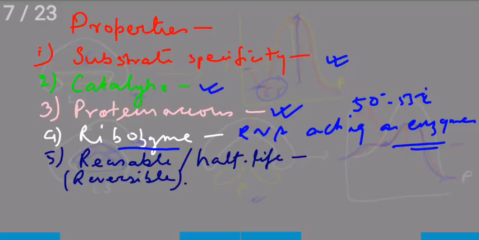Those are ribozymes basically. Enzymes are also reusable, and most of them are involved in reversible reactions. They are again available for the next round of reaction, but every enzyme has a particular half-life. So these are the basic characteristics of enzymes.